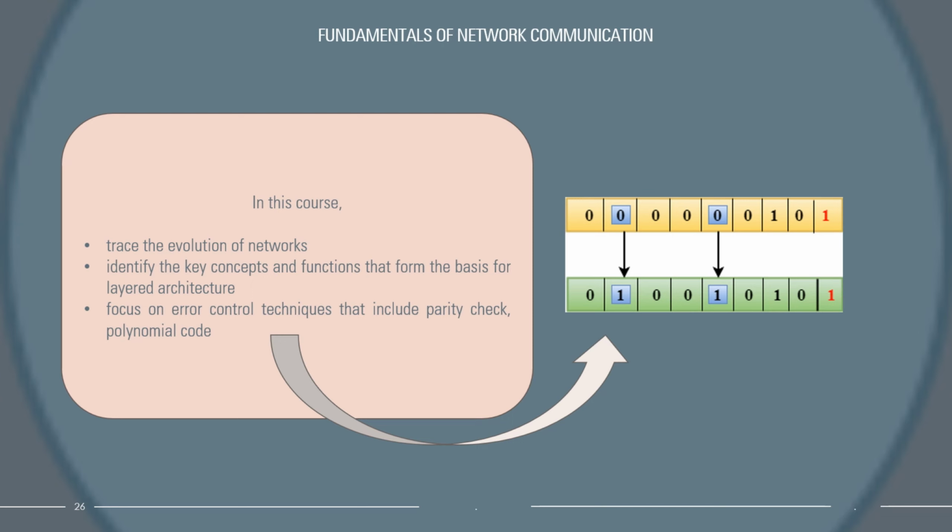In Fundamental of Network Communication, we will know how to trace the evolution of network. We will also know how to identify the key concepts and functions that will form the basis for layered architecture. I don't want to learn about architecture, Ainul. Yes, I know. So generally, this course will teach us how to focus on error control techniques that may include parity check and polynomial code. Oh, does the picture here show the error that always happens in the polynomial code? Yes, it is. This is not my type at all.